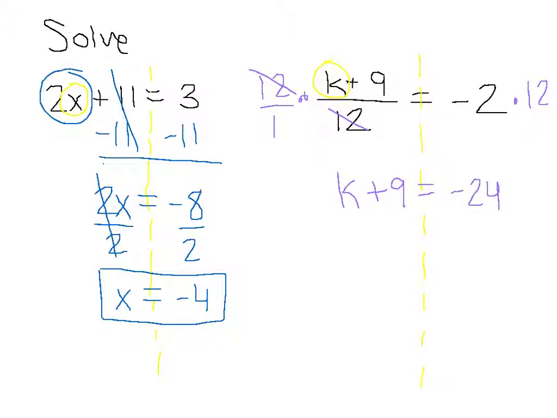In order to get the k by itself again, we have to subtract 9 because we're adding it. We have to do whatever is opposite to get that k by itself. So we end up with k is equal to negative 33.